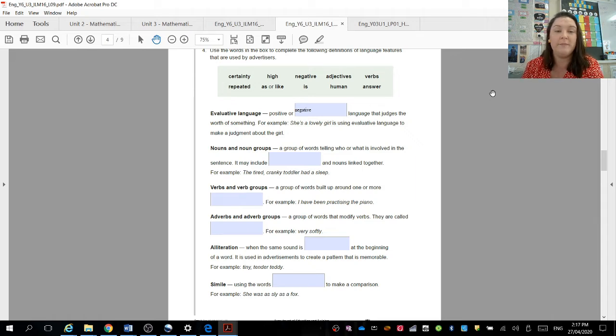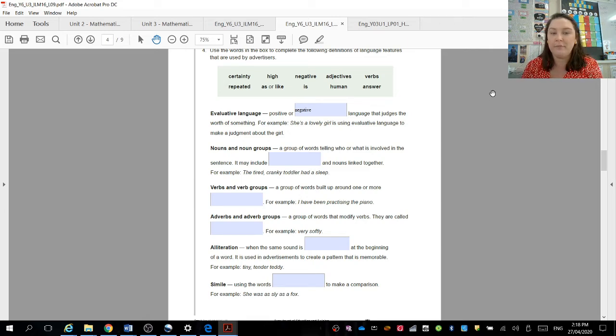Let's do the first one. I've already typed in negative, but evaluative language is positive or negative language that judges the worth of something. For example, she is a lovely girl is using evaluative language to make a judgment about the girl. It's in a positive way, that example is.